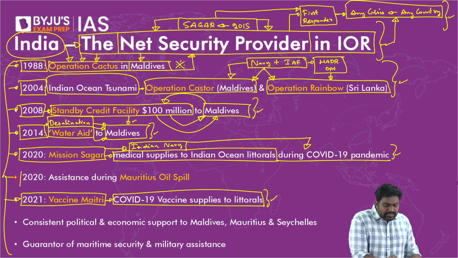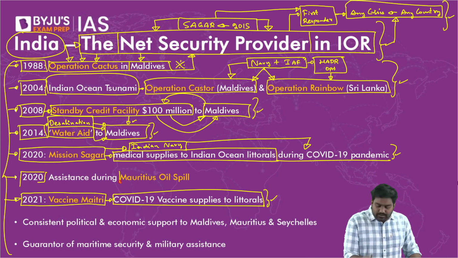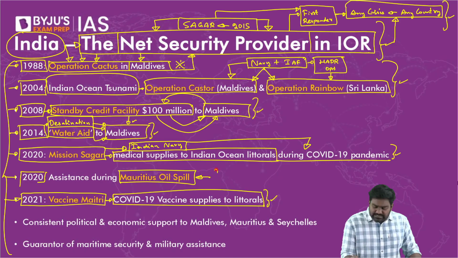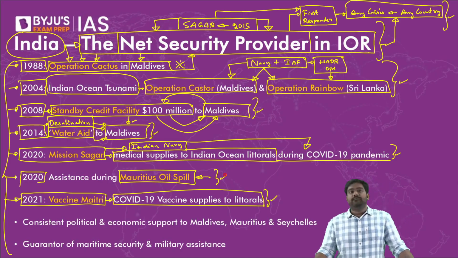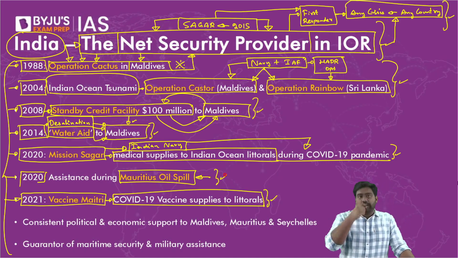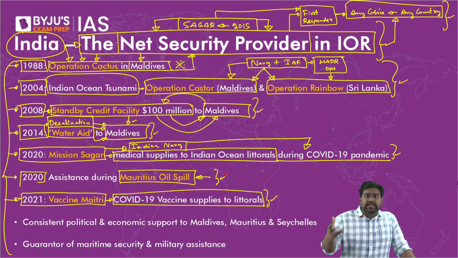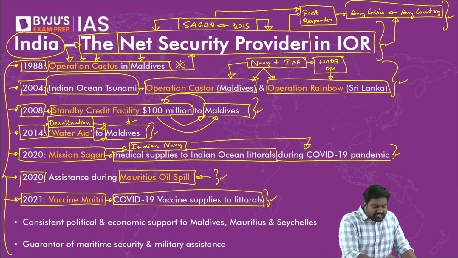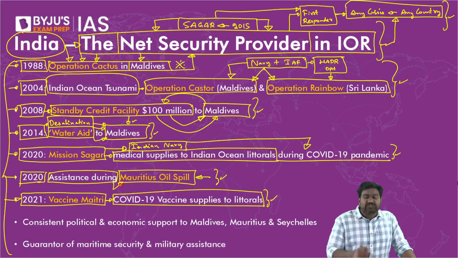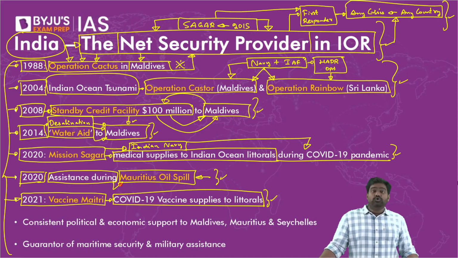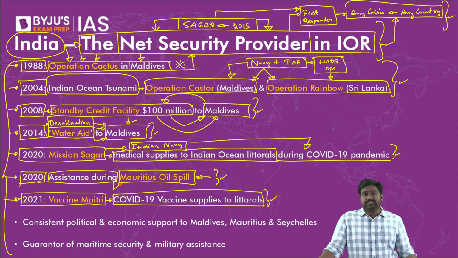In 2020, Mauritius faced a major oil disaster, an environmental disaster. A huge commercial ship had grounded and it was leaking oil, causing environmental damage and affecting the marine ecosystem. So India was the one which responded and assisted Mauritius in containing the oil spill, right? So even in such environmental disasters, India is ready to help the Indian Ocean countries.